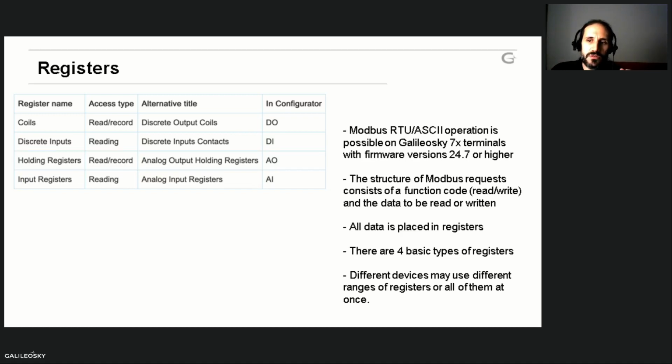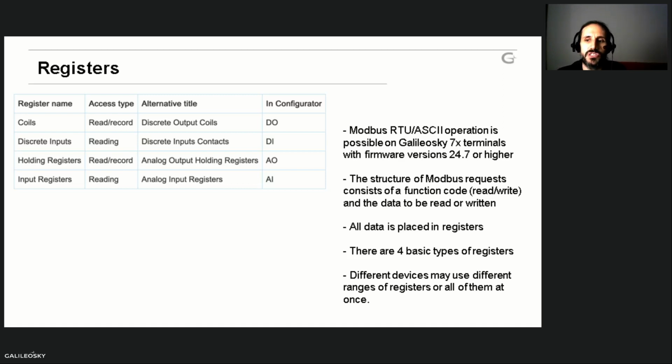Then you have discrete inputs, which is the same, but you can just read them, right? So you can check if a switch is closed or open, and you read them, and the slave device communicates the state of this input to the master that made the request.